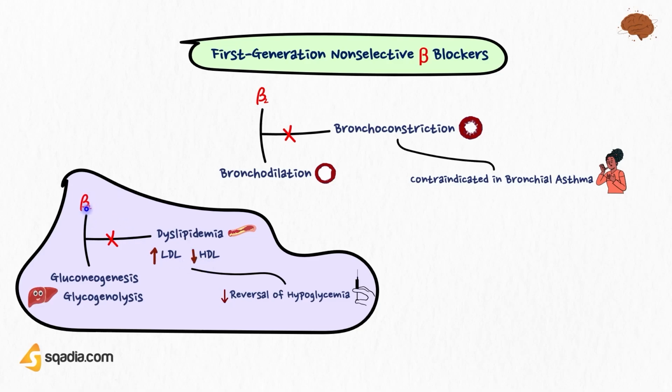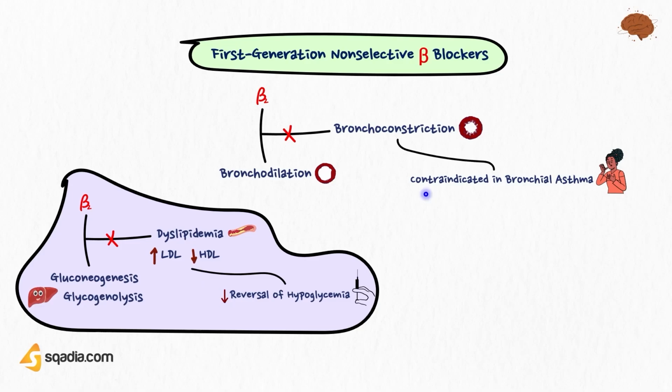Why? Because beta 2 receptors, as I discussed in the first few slides, are also present in the liver, and stimulating them would cause gluconeogenesis, which is the synthesis of glucose, and glycogenolysis, which is the breakdown of glycogen. The reason beta 2 promotes gluconeogenesis and glycogenolysis is the sympathetic effect, like the body needs energy. Blocking them would cause dyslipidemia and disrupt the lipid profile.